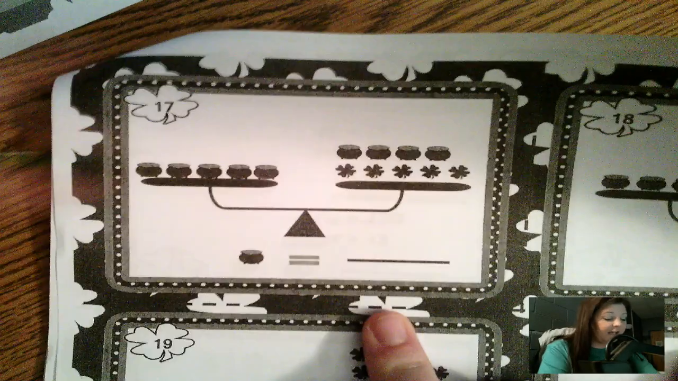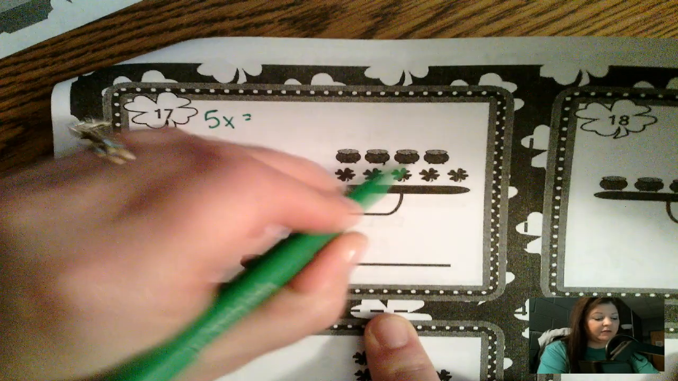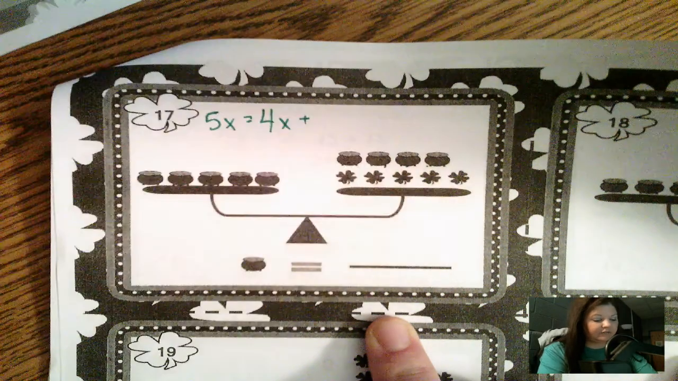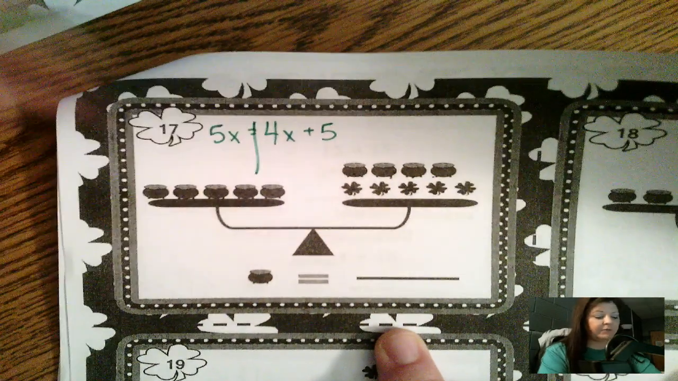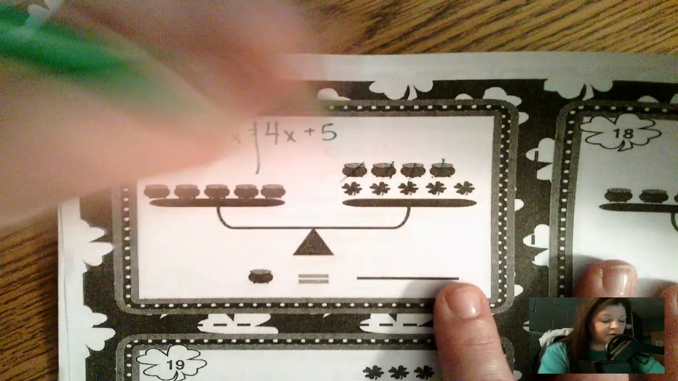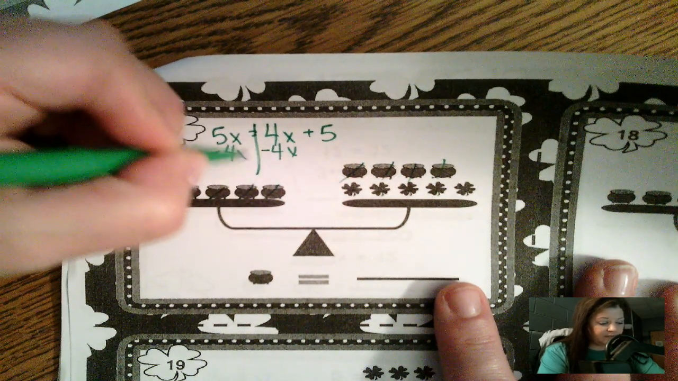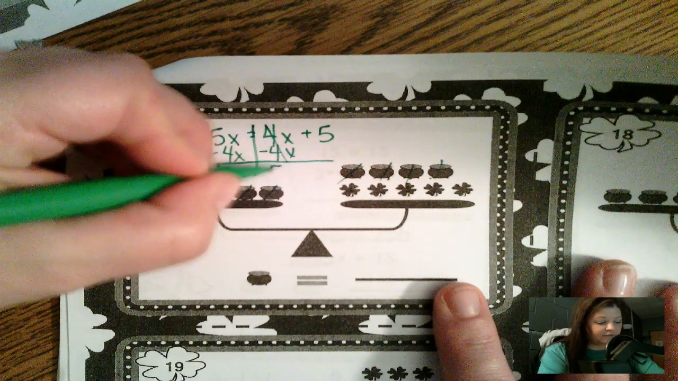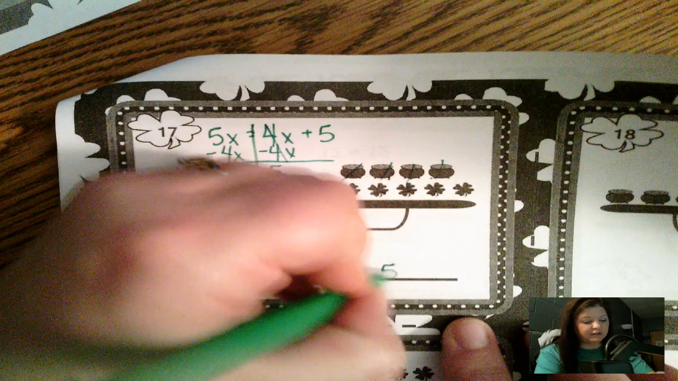So let's do number 17. We have 5 pots of gold on the left-hand side, so 5x is equal to 4 pots of gold, so that is 4x plus 5 clovers, okay? So we don't have any clovers to take away on both sides, so we will take away the pots of gold. So we can say minus 4x, minus 4x. That gives us x, or 1x, is equal to 5. Okay? That looks familiar, doesn't it? 1x equals 5. All right, 5.